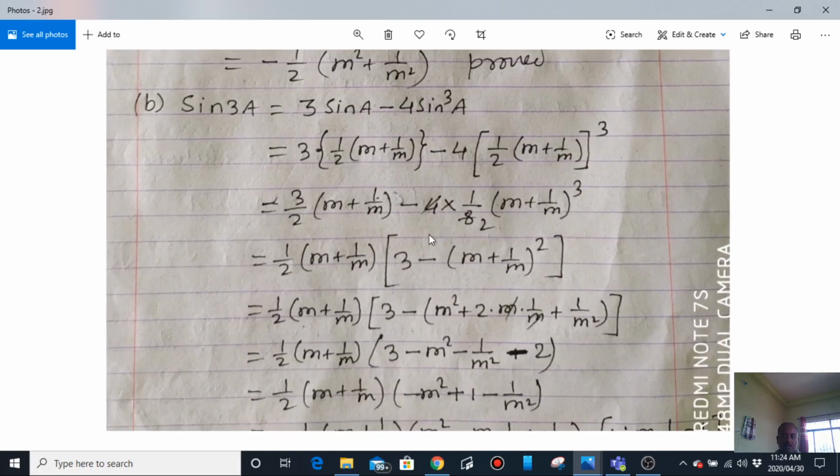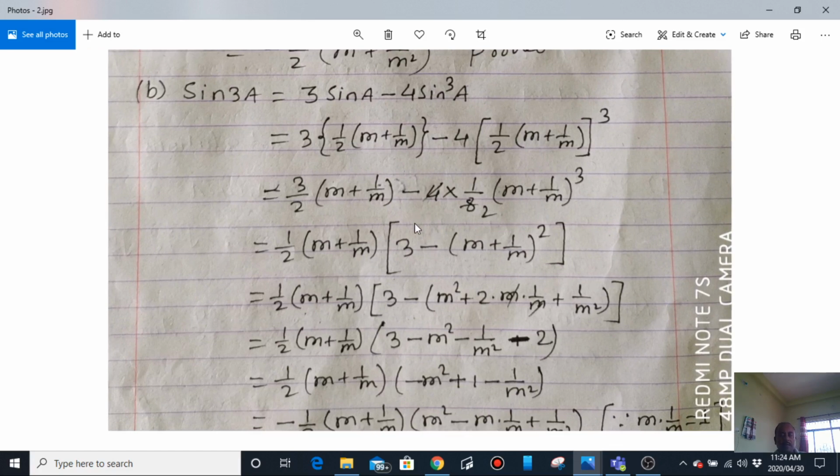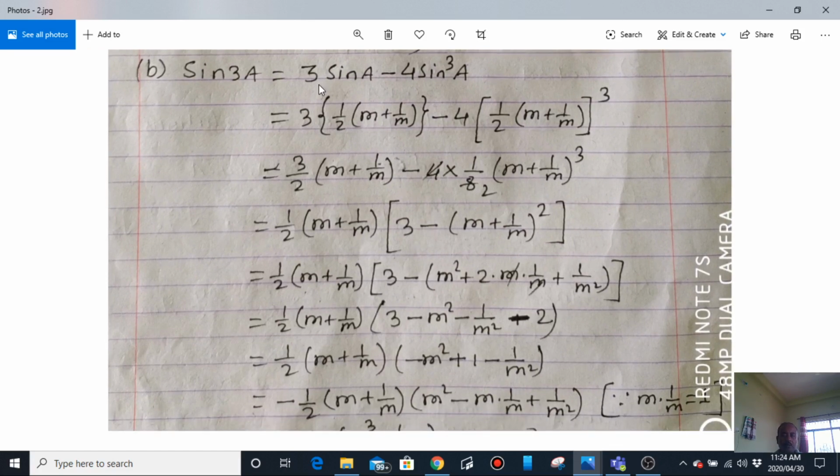Now next question. Sin 3A equal to 3 sin A minus 4 sin cube A. So here is sin A, here is sin A whole cube with 4. So you have to write the values accordingly. 3, this is the value of sin A, minus 4, this is the value of sin A whole cube.